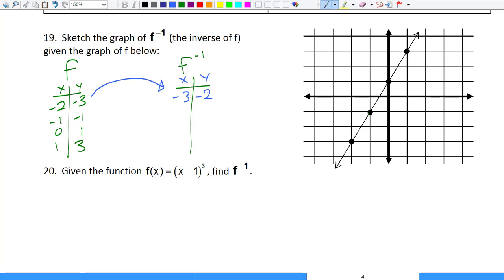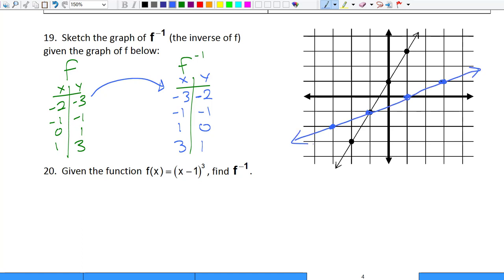It just switches places. So at negative 1 comma negative 1, if I interchange that, it becomes negative 1 comma negative 1. Notice I didn't change the signs there at all. I just changed their locations, which happens to be the same. 0 comma positive 1 is positive 1 comma 0, and 1 comma 3 turns into 3 comma 1. All I have to do now to graph the inverse is just plot these points. Negative 3 comma negative 2. Negative 1 comma negative 1 happens to be the same. 1, 0, and then 3, 1.